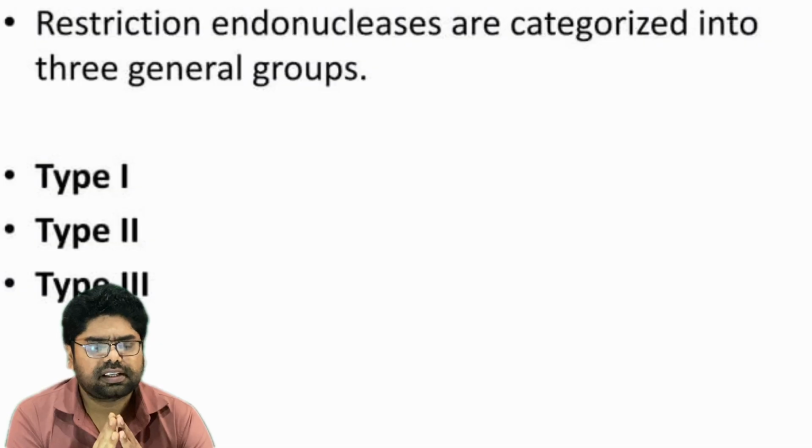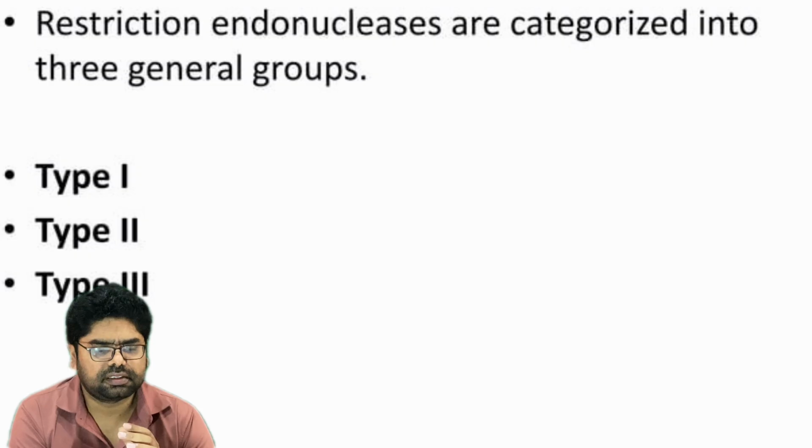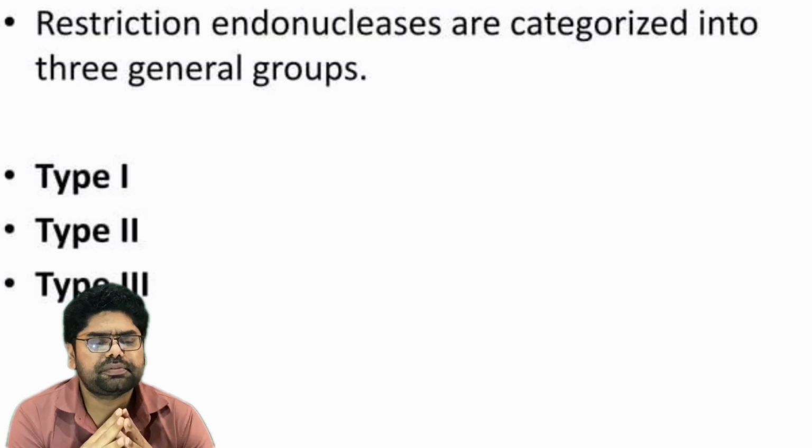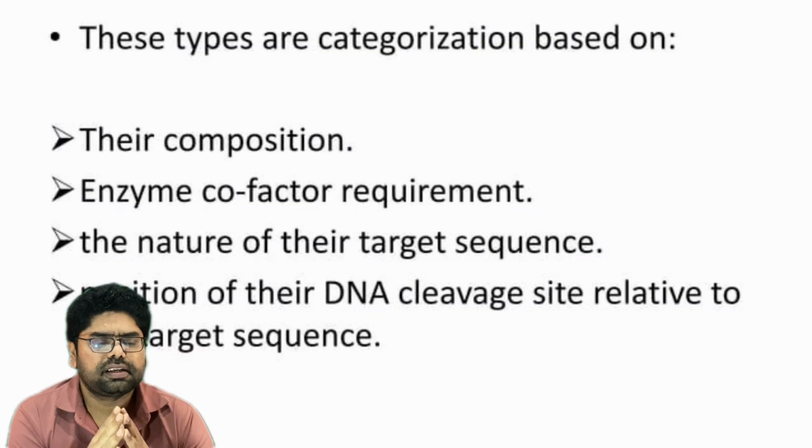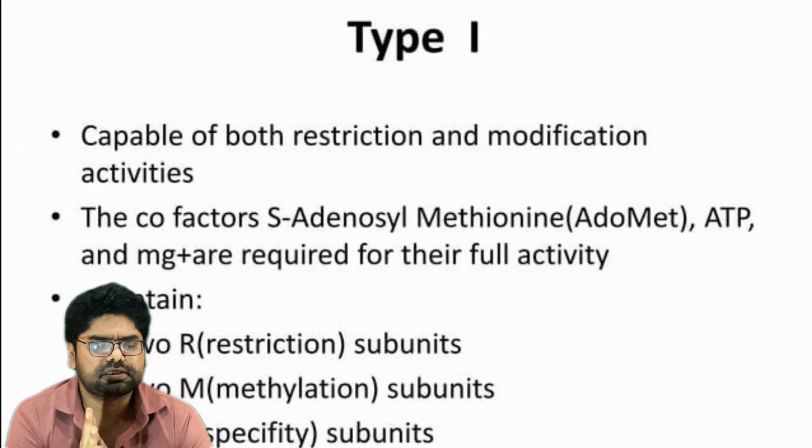Now, types of restriction enzymes. Restriction endonucleases are categorized into three general groups: type 1, type 2, and type 3. These types are categorized based on their composition, enzyme cofactor requirement, the nature of their target sequence, and the position of their DNA cleavage site relative to the target sequence.